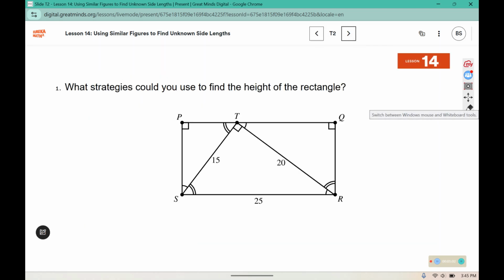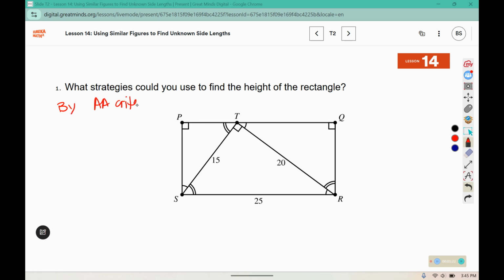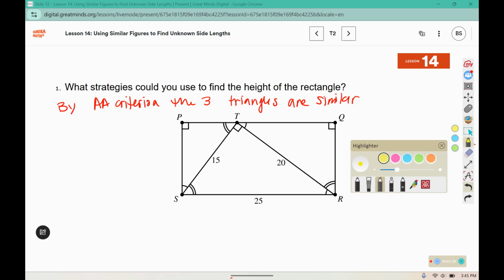What strategies could you use to find the height of the rectangle? Well, the nice thing is we see here that there are angles that match up from the 3 different triangles. We also see that they all have a right angle. So by AA criterion, we know these are similar. And because they are similar, they have side lengths that all use the same ratio.